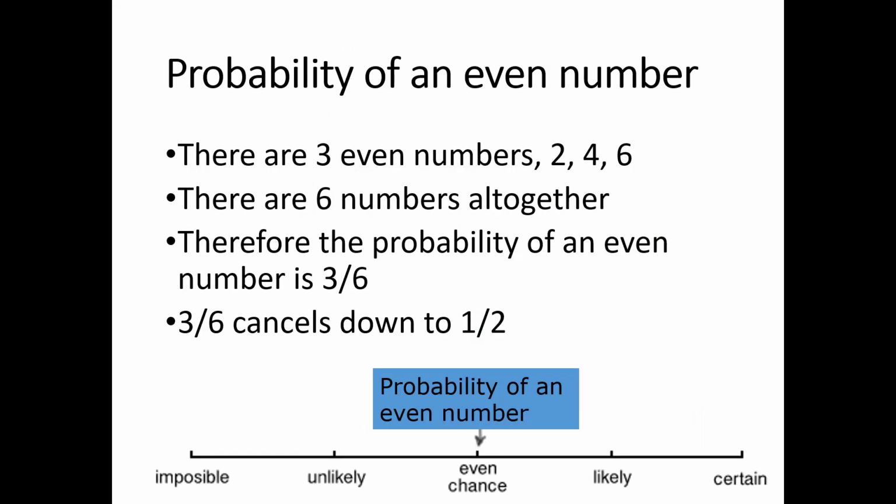So there are three even numbers on the dice, 2, 4, and 6, and there are six numbers altogether. So therefore the probability of an even number is 3/6. 3/6 cancels down to 1/2, because the numerator and the denominator both divide by 3. You know, 3's into 3 go 1, 3's into 6 go 2. So 3/6 equals 1/2.